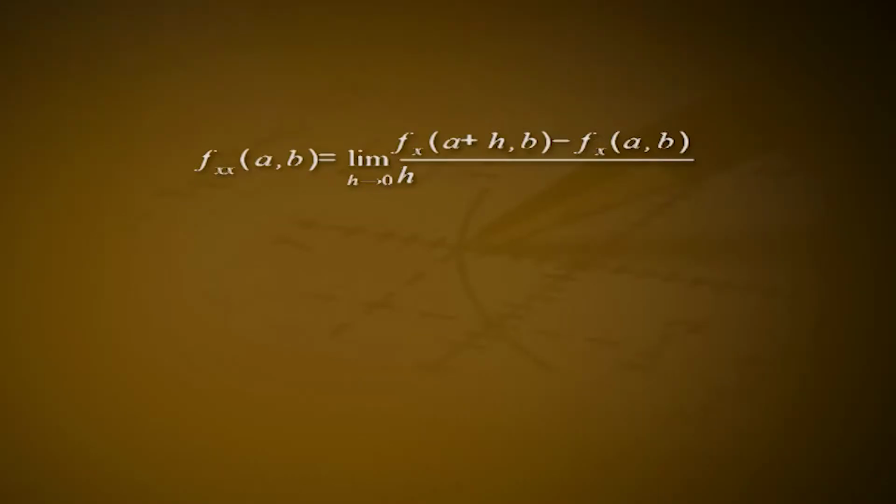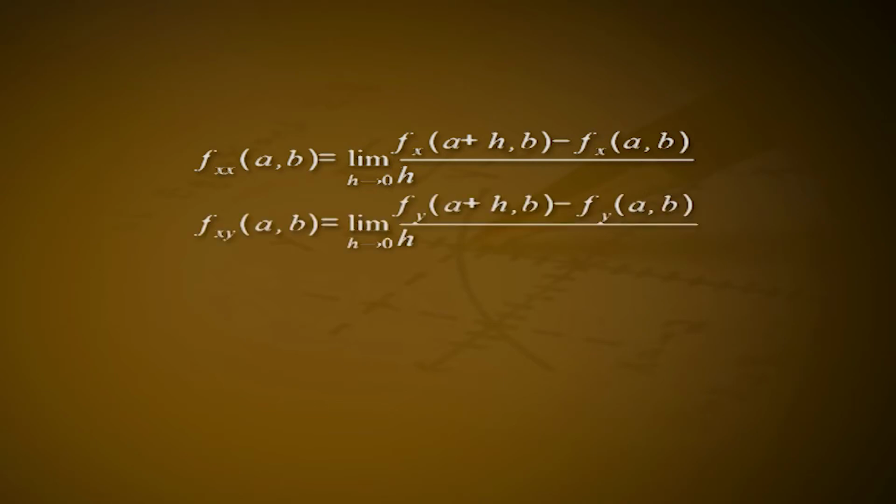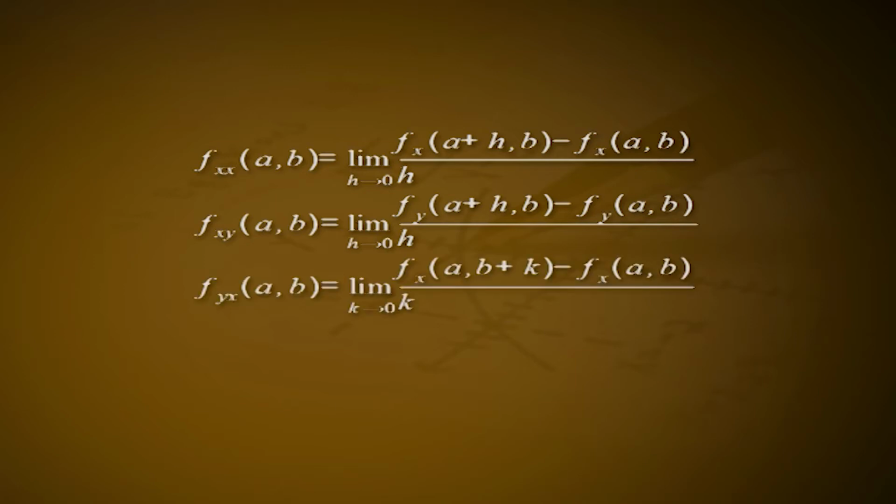Thus, there are four second order partial derivatives of z at any point (a, b) defined by f_xx(a, b) equal to the limit of [f_x(a + h, b) − f_x(a, b)] divided by h as h tends to 0. f_xy(a, b) is equal to the limit of [f_y(a + h, b) − f_y(a, b)] divided by h as h tends to 0. f_yx(a, b) is equal to the limit of [f_x(a, b + k) − f_x(a, b)] divided by k as k tends to 0.